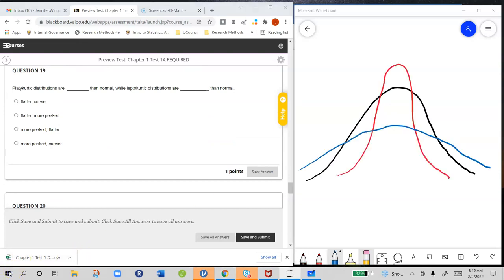All right, number 19 is asking about some terminology about distributions. And over on the right here, you can see I drew 3 distributions. The black one is a normal distribution, right? It is a bell-shaped curve. A leptokurtic distribution is more peaked. It's the red one. And platykurtic distributions are flatter, right? That is the blue one there.